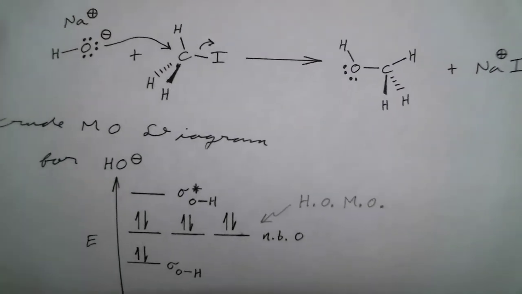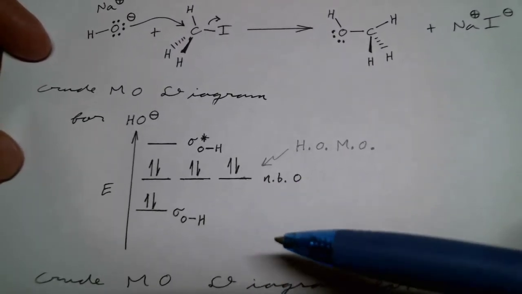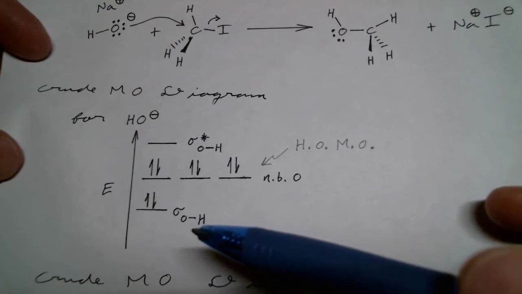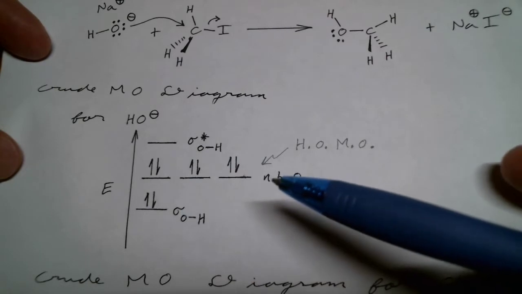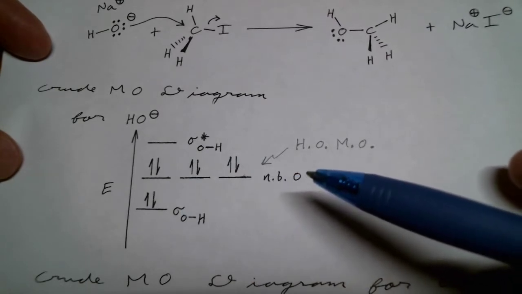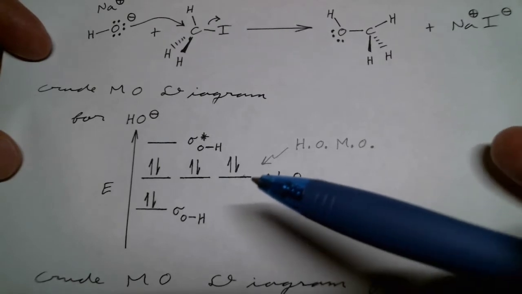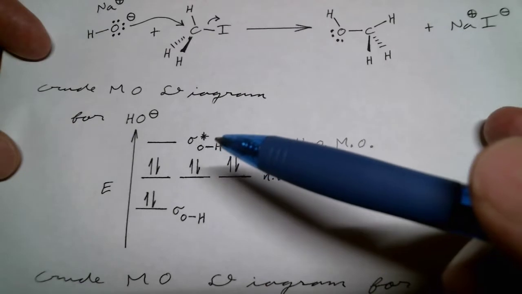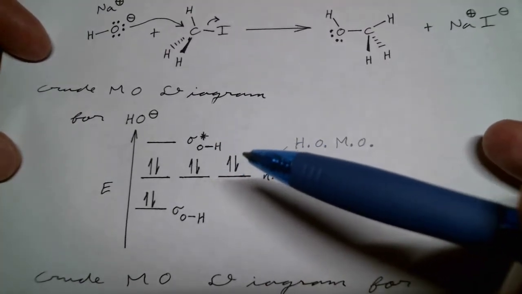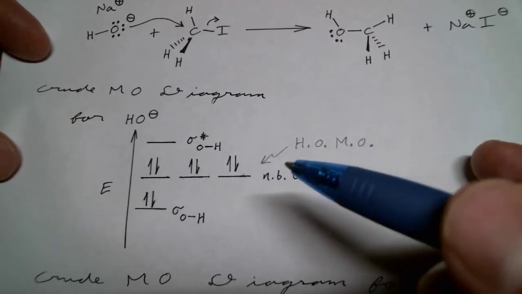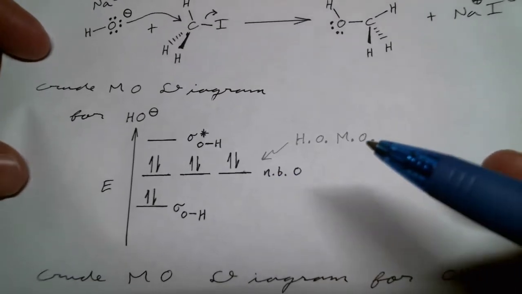In a crude molecular orbital diagram description of this process, you might look at hydroxide as having a filled sigma oxygen-hydrogen molecular orbital, and then there are three non-bonding pairs of electrons on oxygen. Our non-bonding pairs of electrons always go between the bonding molecular orbitals and the anti-bonding molecular orbitals. In this case we have an anti-bonding oxygen-hydrogen molecular orbital. So the highest occupied molecular orbital is one of those non-bonding pairs of electrons on the oxygen.